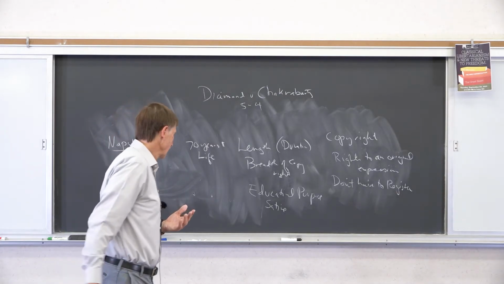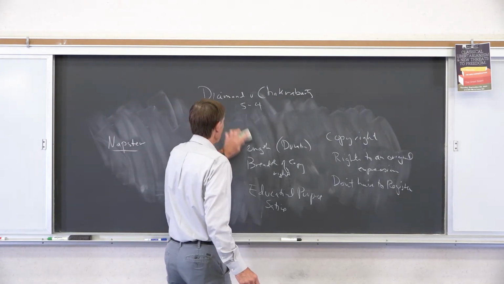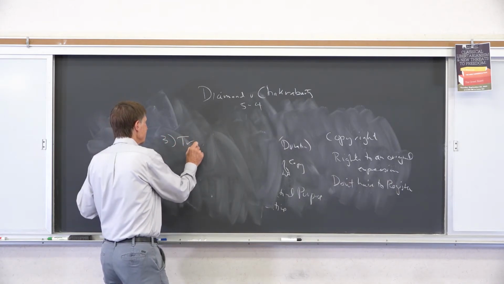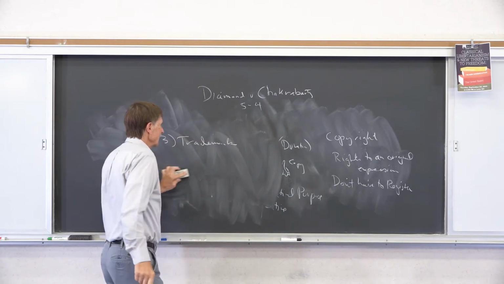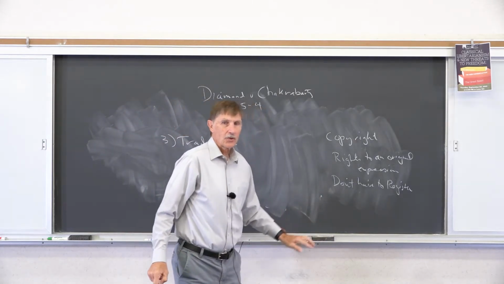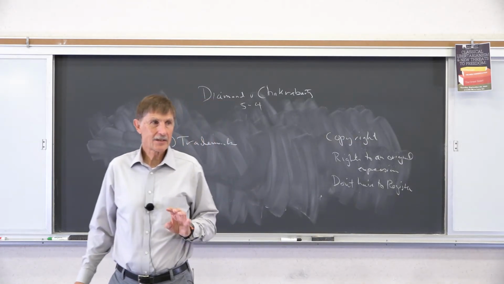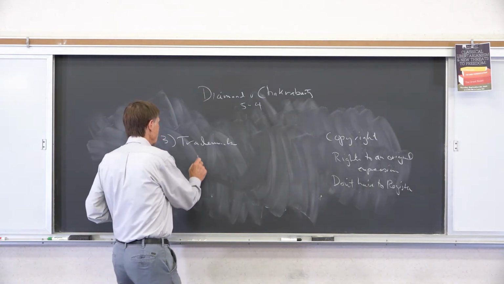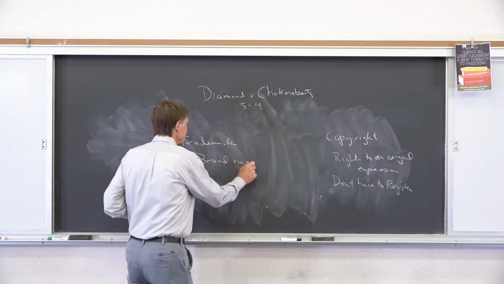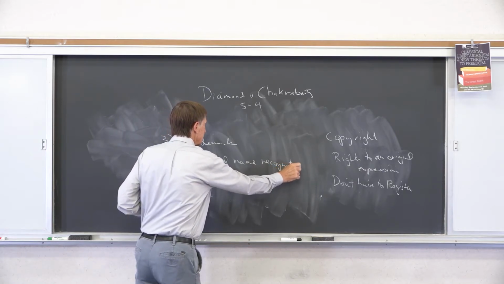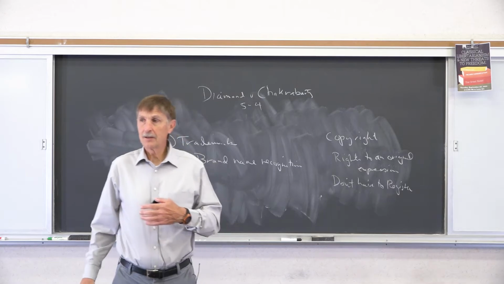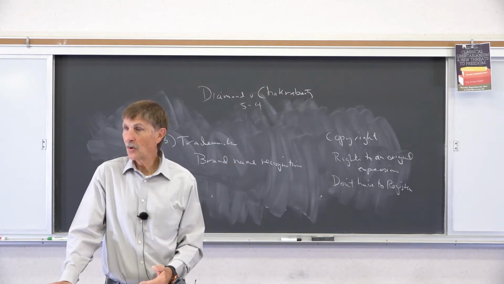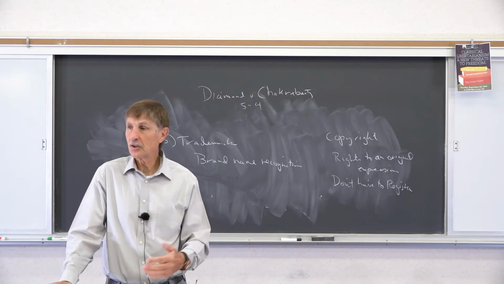Another thing is called trademarks. So you have patent, copyright, and a third thing would be a trademark. McDonald's Golden Arches, okay? That's an example of a trademark. What it is, it's brand name recognition. Can you put up a McDonald's Golden Arches sign and call yourself McDonald's, or would that be in violation of trademark?